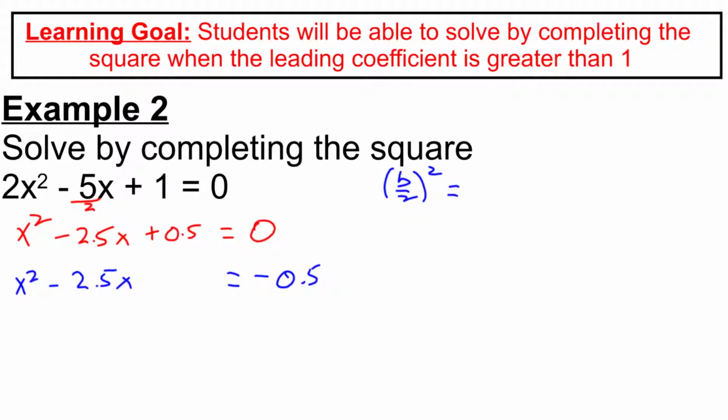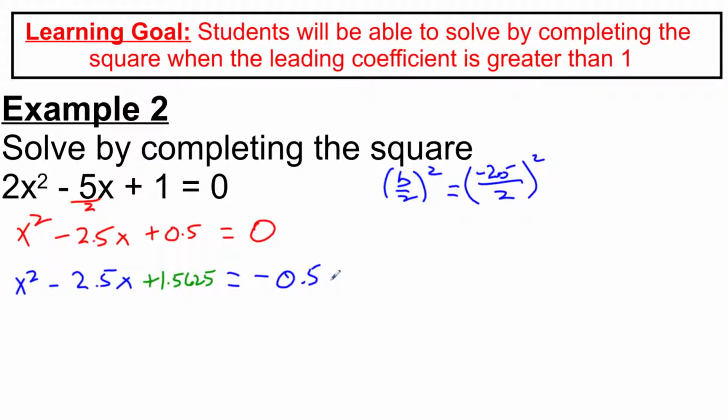And so b over 2 in our case is negative 2.5, squared, over 2 squared. So I'm going to go to my calculator and ask it to do that. 2.5 divided by 2 is 1.25, and 1.25 squared is 1.5625. So I would really like for there to be a plus 1.5625 in this position, because that is b over 2 squared.